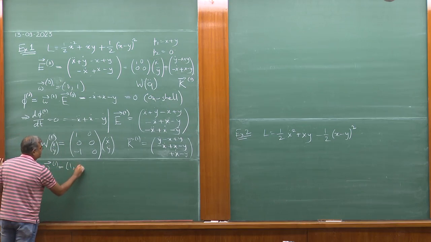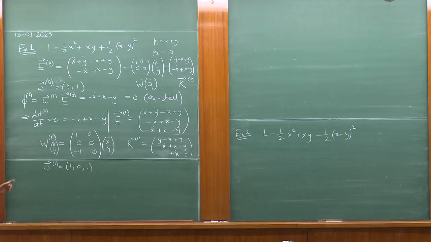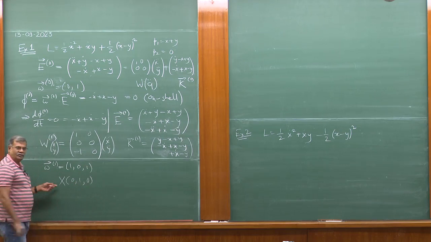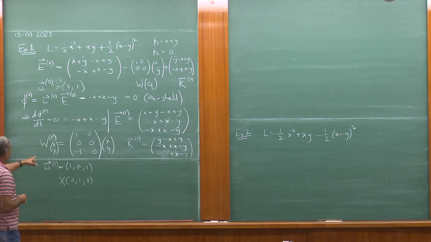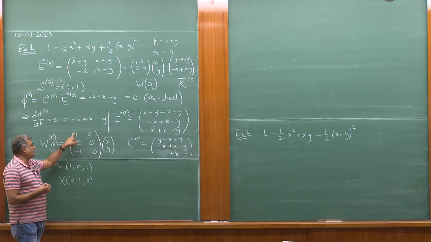1, 0, 1 will give you 0, right? 0, 1, 0 will, of course, also work. But 0, 1, 0, we don't count, because that's already been taken care of. Okay? But 1, 0, 1, note that 1, 0, 1 times this, this column is completely 0, so it doesn't matter. You just have to worry about this one.